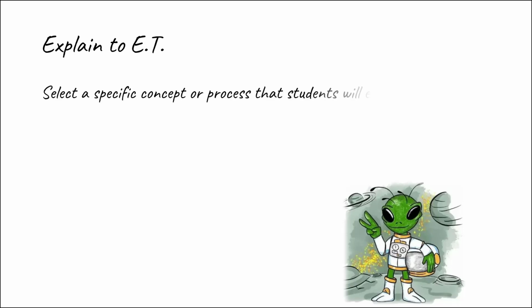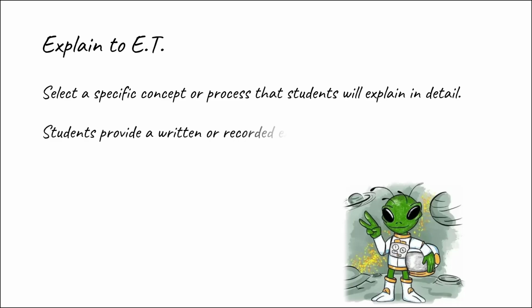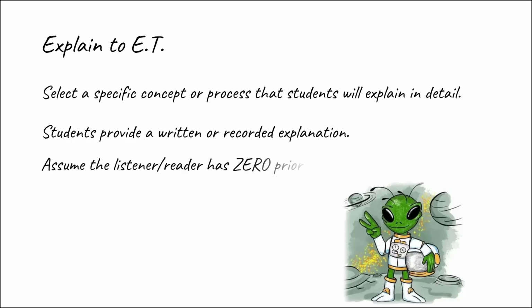Select a specific concept or process that students will explain in detail. This might be a scientific process, a creative concept, or one side of a debate. Students provide a written or recorded record of their explanation of the phenomenon. Assume that the listener or reader has no prior knowledge of the topic.